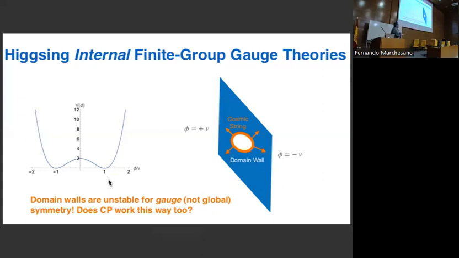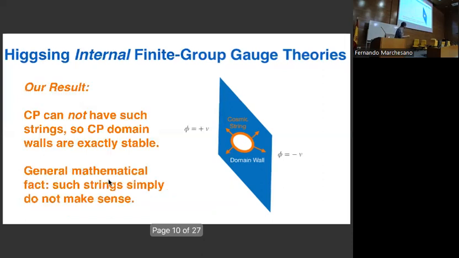But this at least makes it okay to imagine finite group gauge symmetries that are spontaneously broken in the early universe without domain wall problems. And we can ask, does CP work in the same way? Do CP domain walls have this property? And the answer is no. So that's our result. CP, counter to some claims people have made in papers, cannot have such a string.